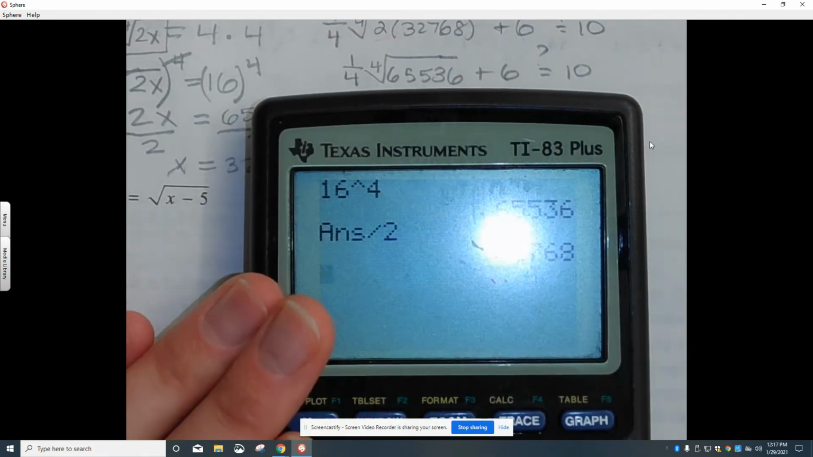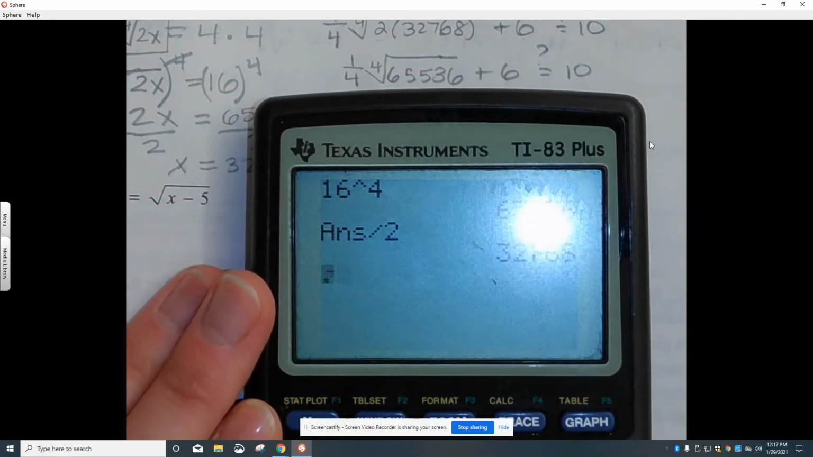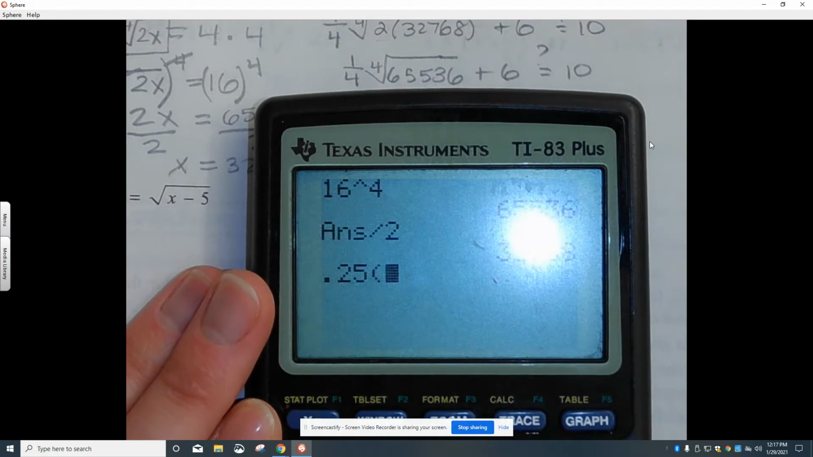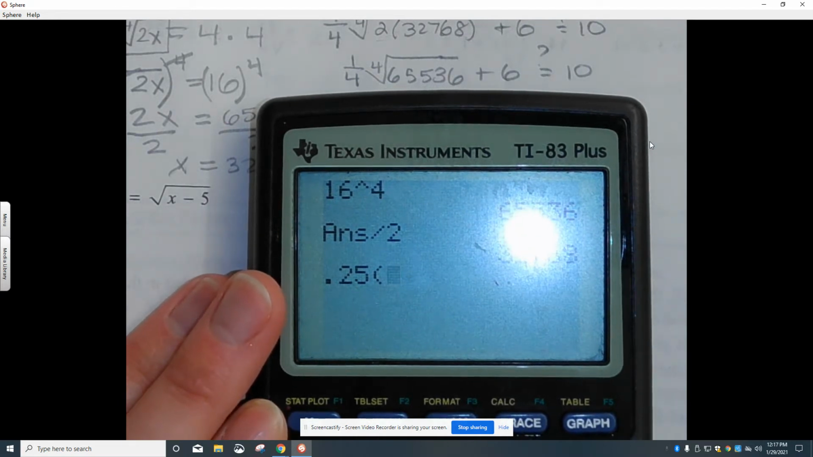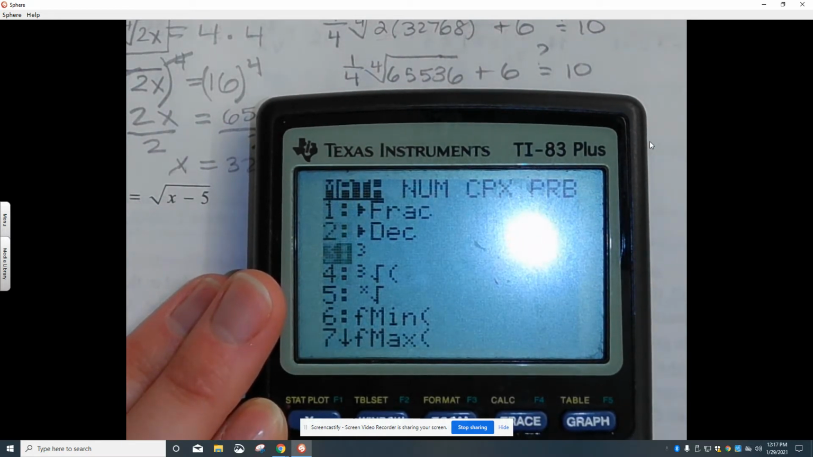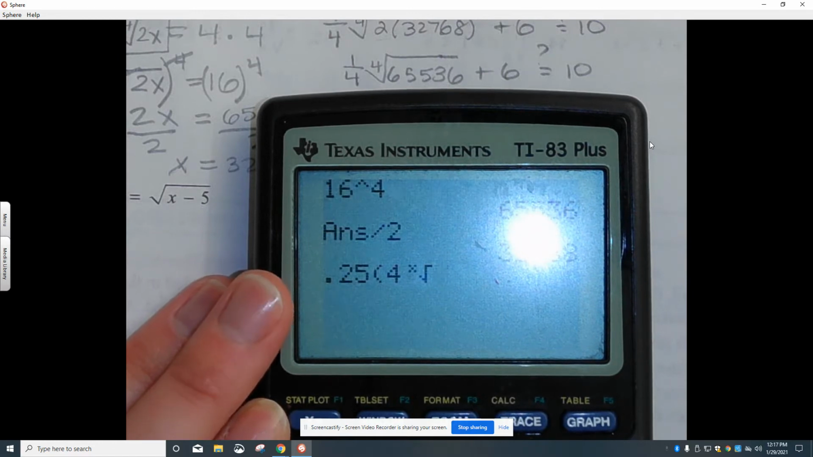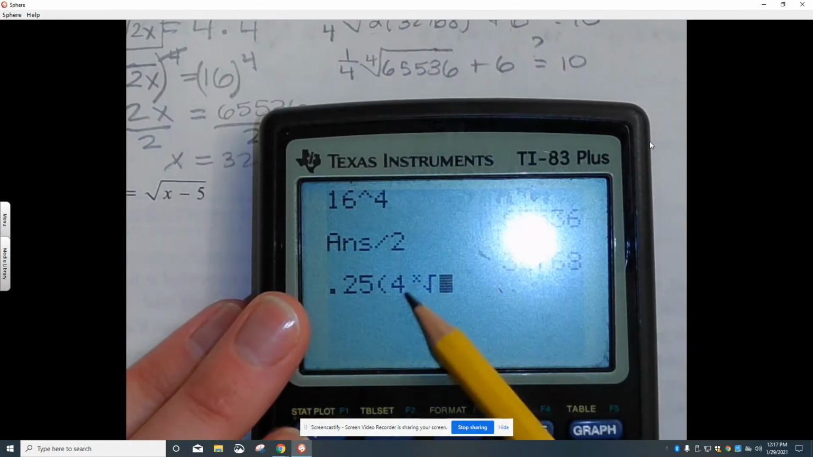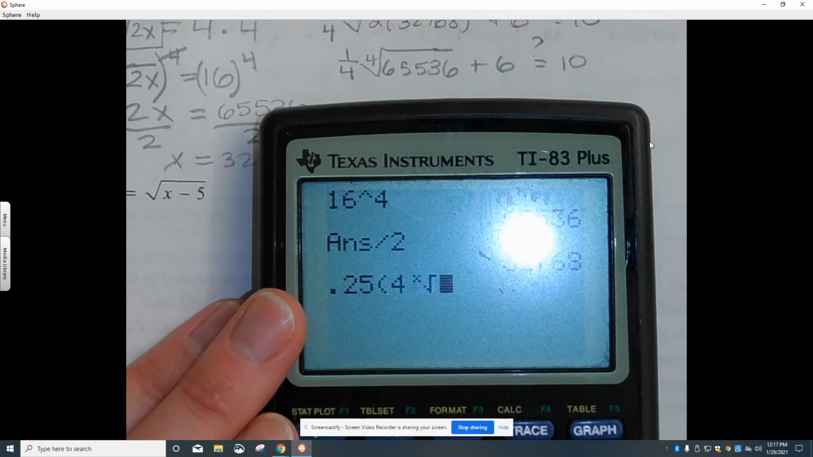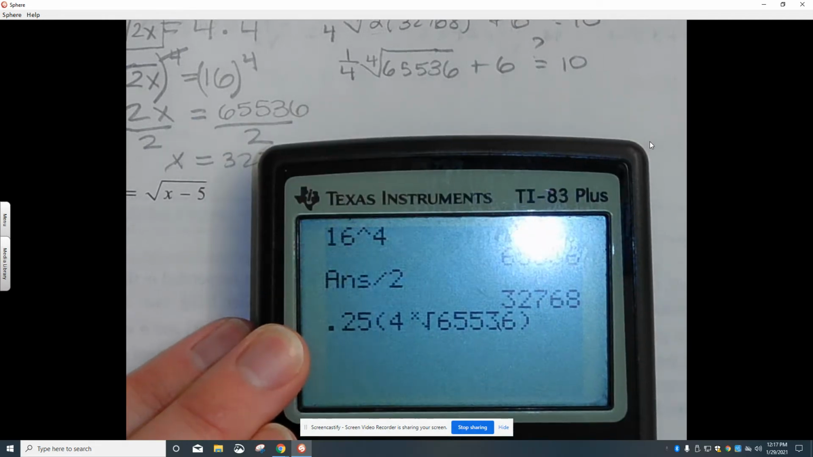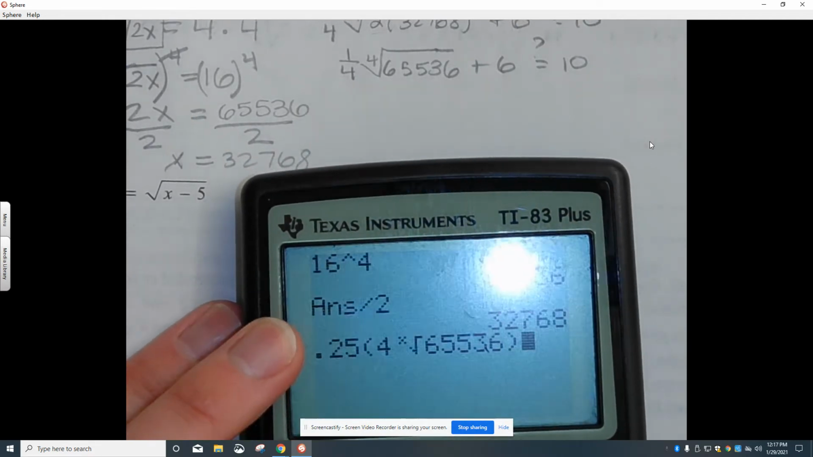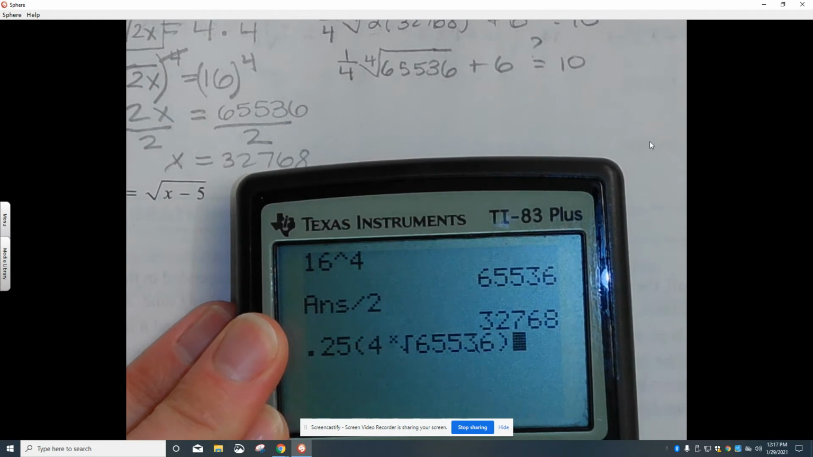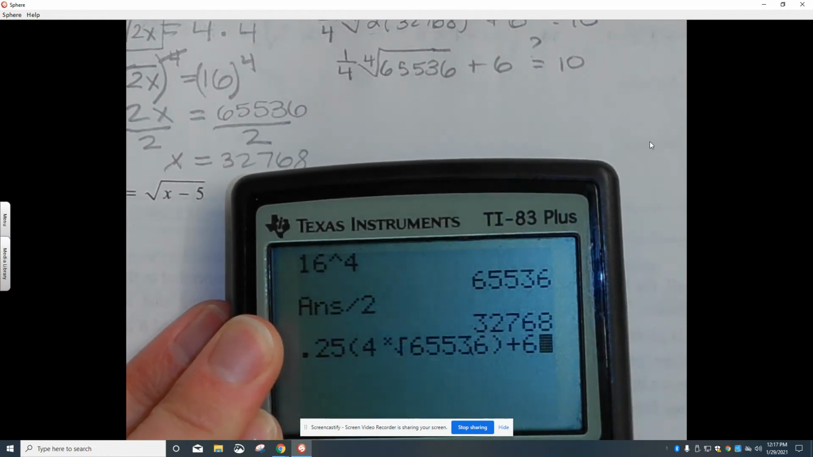So if we want to type this, we're going to take 0.25 and then do parenthesis, 4, math, x with the root on it, because this is the 4th root. That makes this little 4 go in for the index. And then 65536. And then we need to close the parentheses because that 6 is not in the inside part of our radical. It's on the outside. So we're going to take plus 6 and then hit enter.